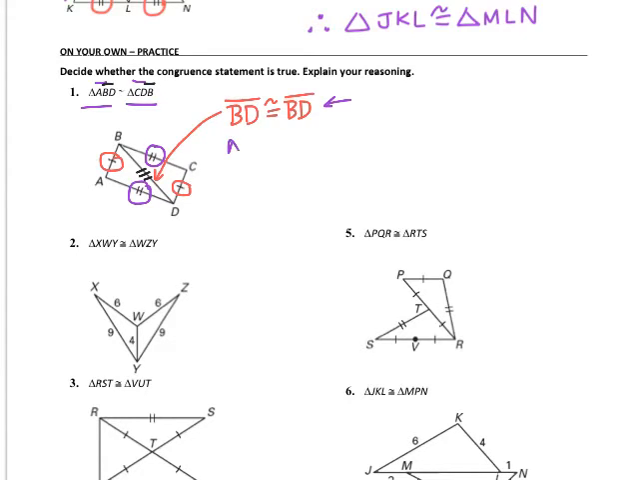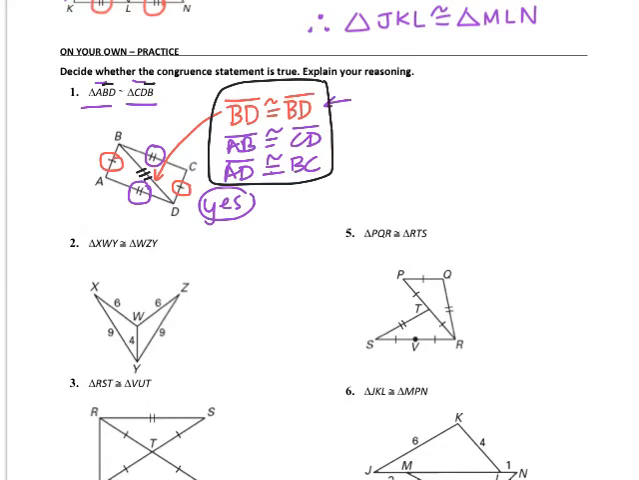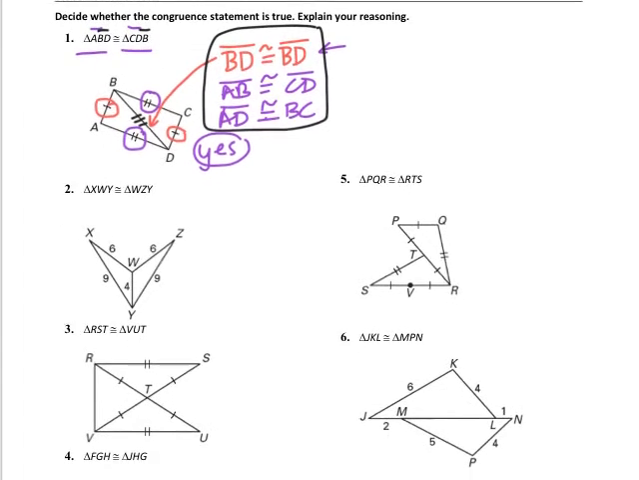The other two sides, AB and CD, as well as AD and BC. Okay, and so we can say yes, that they are congruent. All right, and here's our reasoning. Our reasoning is just showing that the three sides are congruent. All right, let's take a look at number 2 then.